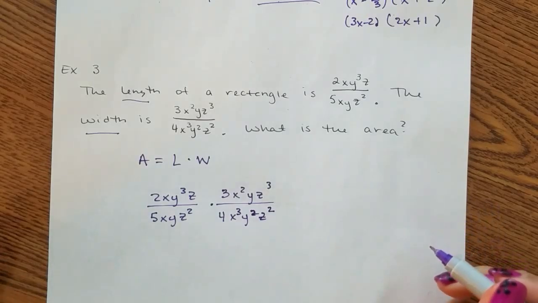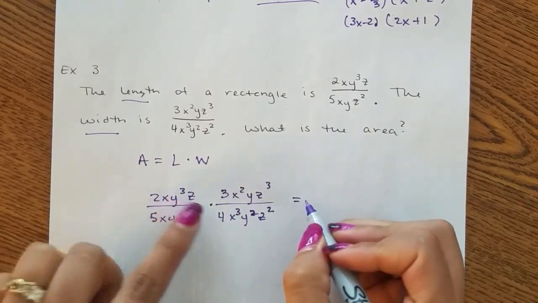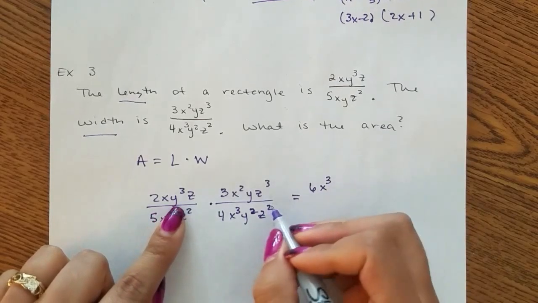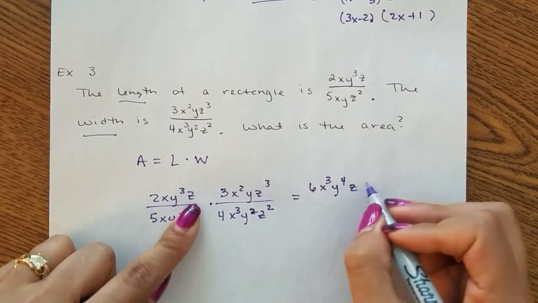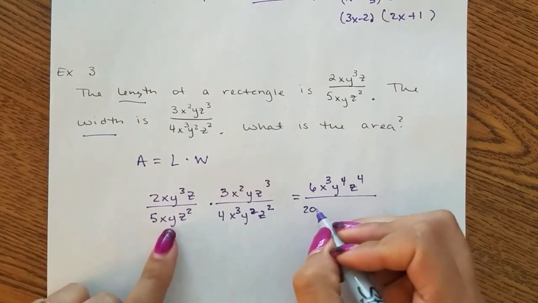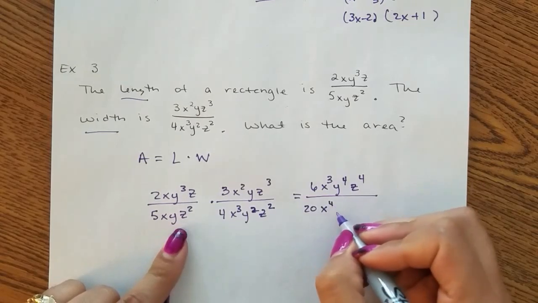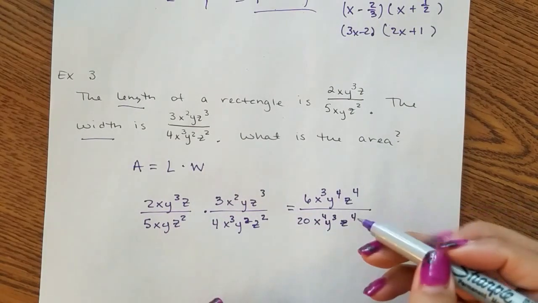So you want to go ahead and start simplifying. Now with these, because all your exponents aren't the same, you might just want to go ahead and multiply and then simplify at the end. That's what I'm going to do. So 2 times 3 is 6. X times x squared is x cubed. Y cubed times y is y to the 4th. Z times z cubed is z to the 4th. 5 times 4 is 20. X times x cubed is x to the 4th. Y cubed z4. So now you can go ahead and simplify.